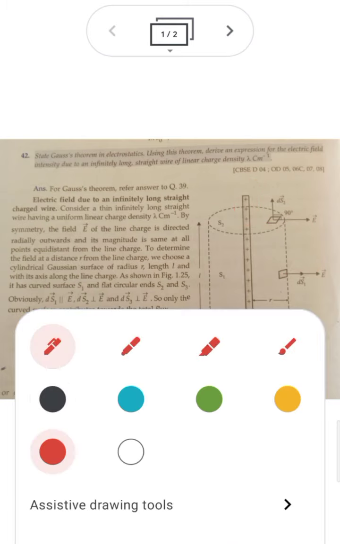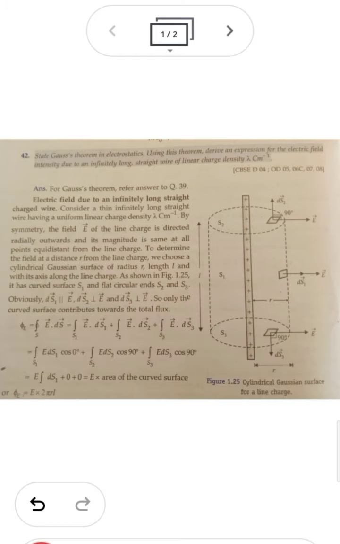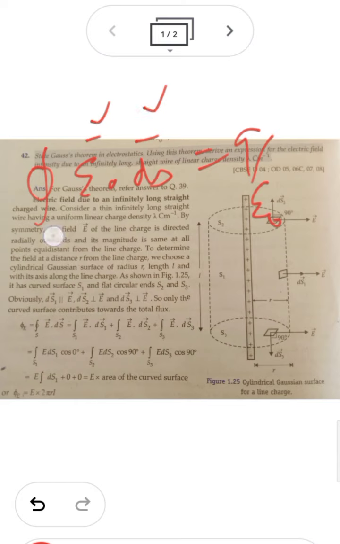Now according to the Gauss theorem, the closed integral of E dot dS is equal to q upon epsilon naught. Okay, so when we change this to vector form, it will be converted into this form.